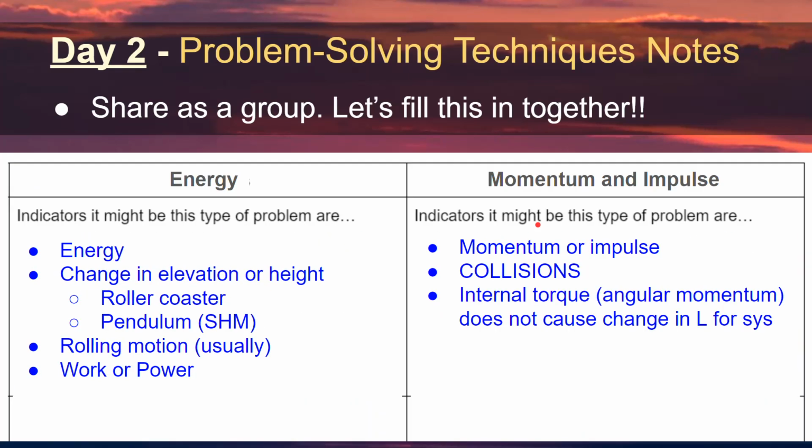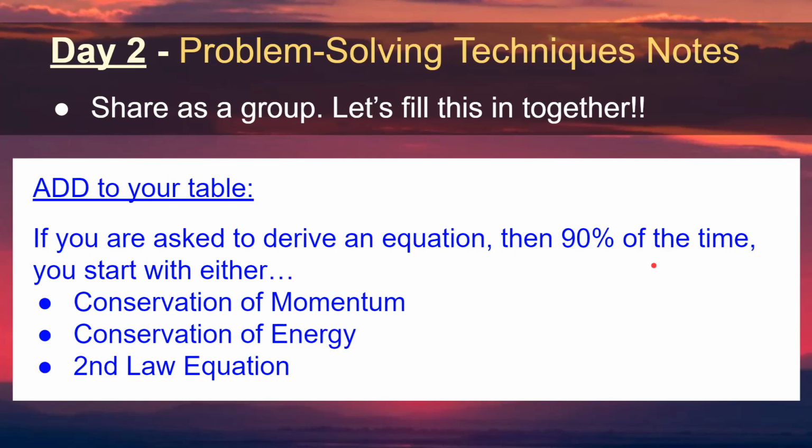Does anybody have anything to add underneath momentum and impulse, indicators that it might be that type of problem? I think I mentioned this on the other one, and maybe it would fit better here. If you have a force time graph, obviously we already listed that, but that would be an indicator that you're dealing with something involving momentum or impulse, because you would be able to find your change in momentum from that graph. I'm sure there are other things we can add, and you guys may have some of those things. Hopefully you do, and hopefully you share them. So again, add to your table.